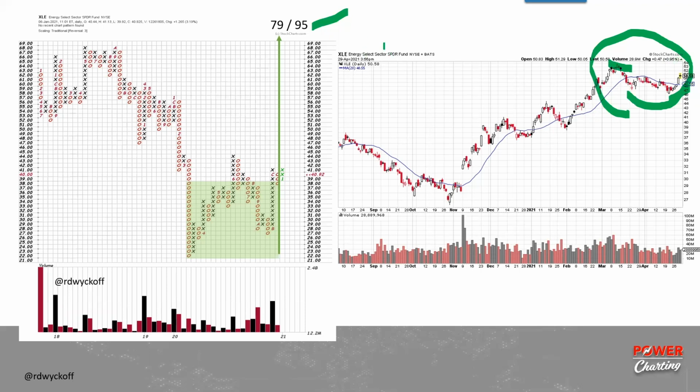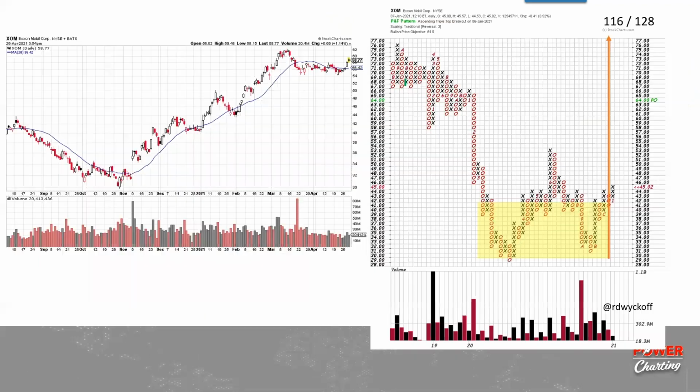And we can see that there are counts that go to much higher prices, 79 to 95 for the whole energy sector. Now, here is Exxon. Now, XLE had a yield of 4%, so it becomes a bond surrogate in this world of zero interest rates or very low interest rates. And Exxon actually has a higher yield than that.